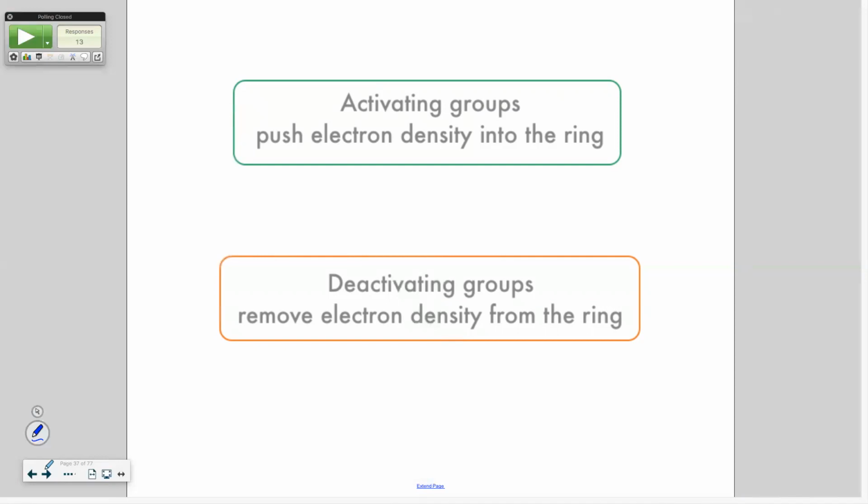Oh, I gave you a couple things. Yeah, if you're activating, you're pushing electron density into the ring. If you're deactivating, you're pulling it out of the ring. We're going to keep using those terms, and so that's why we got to get that straight.